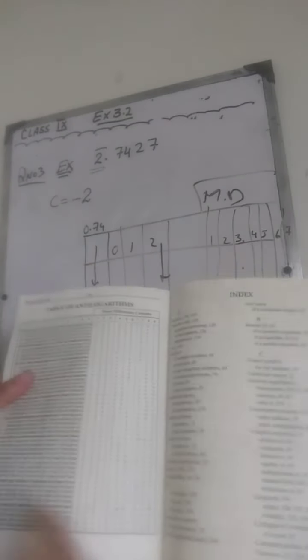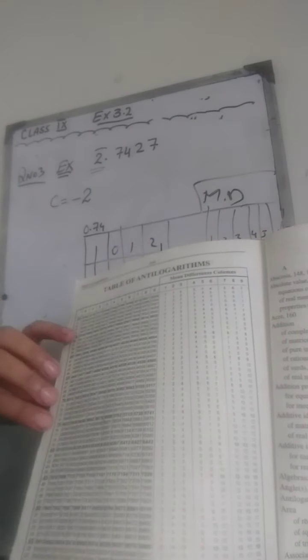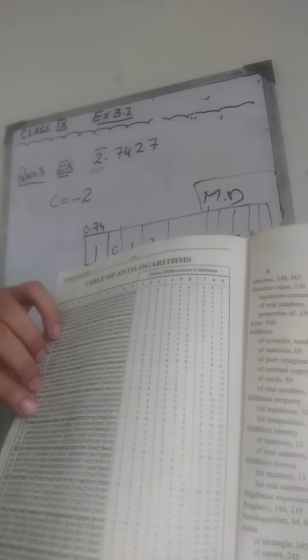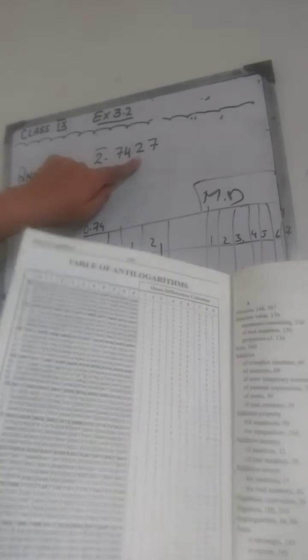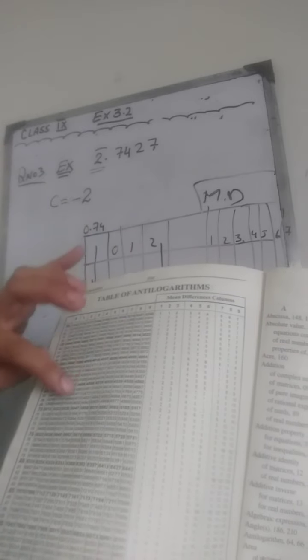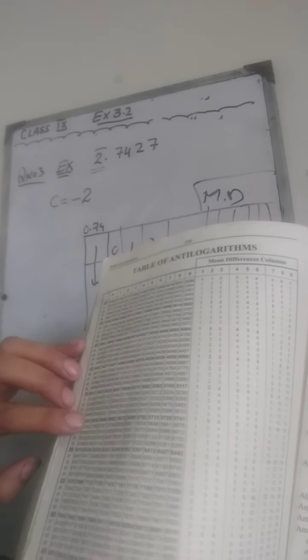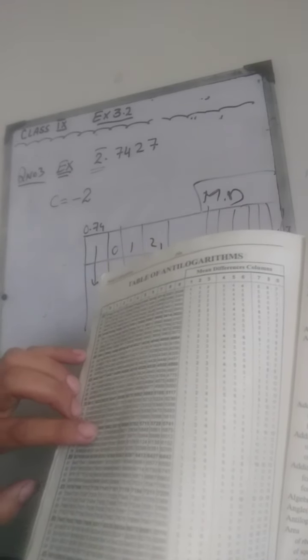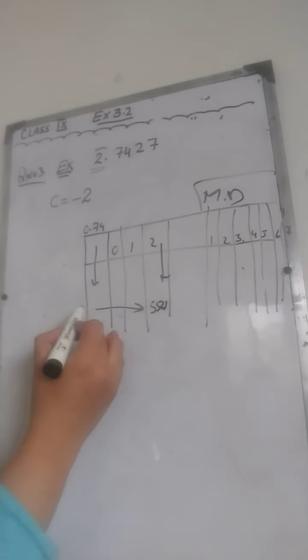Going down in the first column you will see that 0.74 is here. Now move towards the right till you find the column which has the heading 2. This is the column with heading 2, and 0.74 is here. Moving down to 0.74, moving towards the right, this is the 0 column, this is the 1 column and this is the 2 column. So the number written over here is 5521.